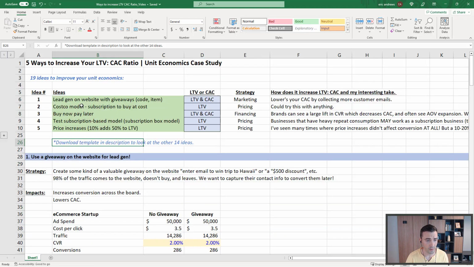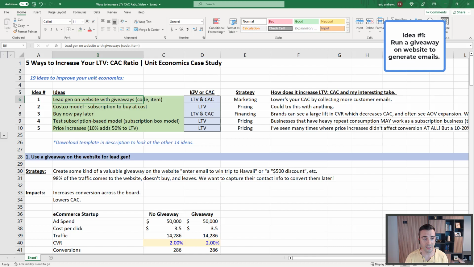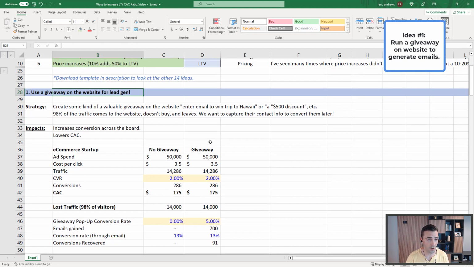So idea 1 is create a lead gen on the website with giveaways. So let's talk about this opportunity. You want to create some kind of valuable giveaway on the website. Enter your email to win a trip to Hawaii, a $500 discount. It could even be something bigger like win a car.